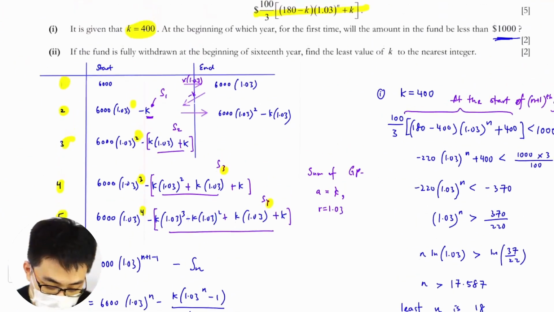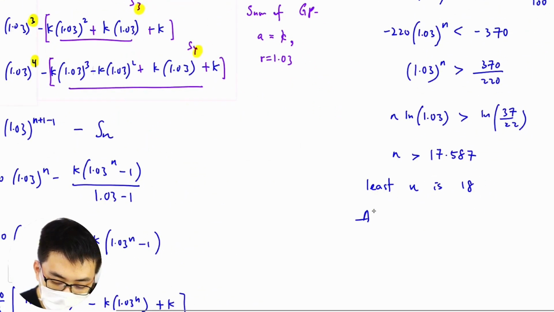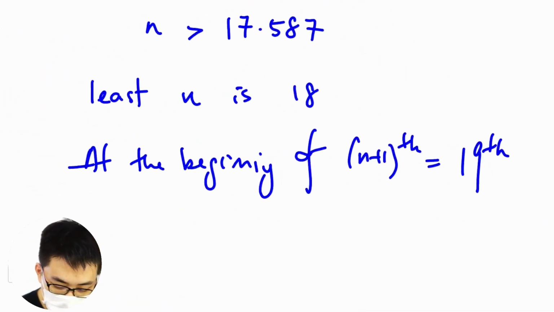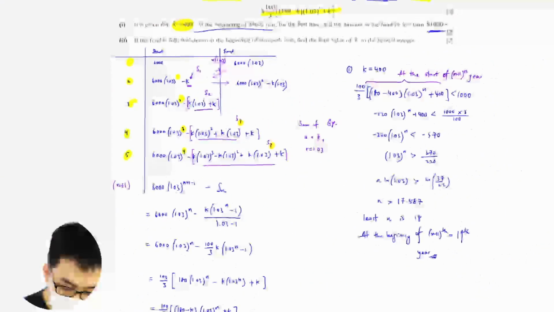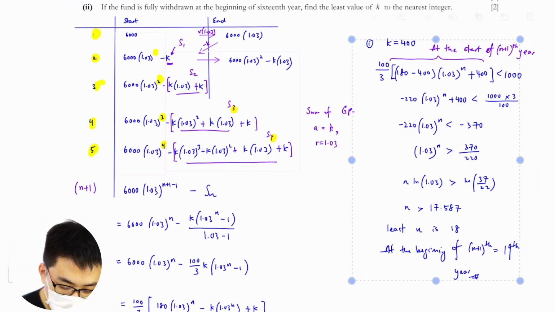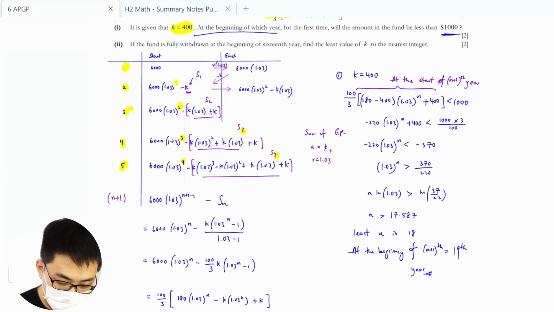Okay, which year? At the start of which year? Beginning of which year? At the beginning of n plus 1 year, which is 19 here. Because what we solved just now was in terms of n plus 1 year, right? The n plus 1 there is annoying, I know. So just make sure you're okay with that.